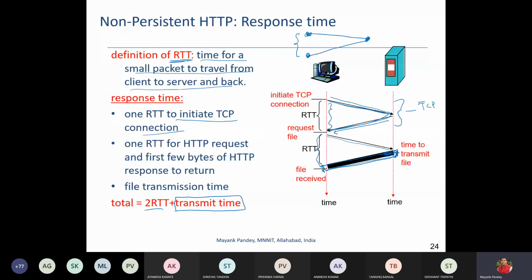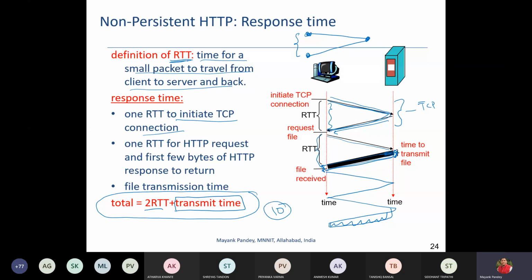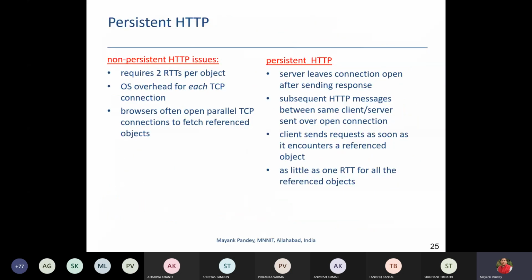Now, for every other object, you have 1 RTT for TCP establishment plus 1 RTT and a little bit more time for transferring that object. So for every object, suppose there are 10 objects, it is 10 times this much time, plus one time the index.html transmit time. So this would be the response time of non-persistent HTTP.